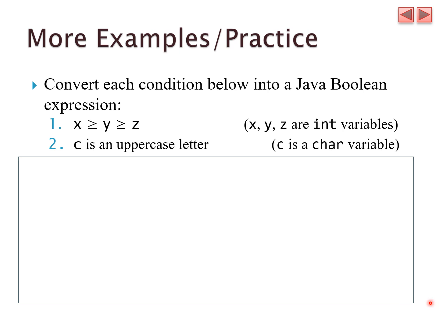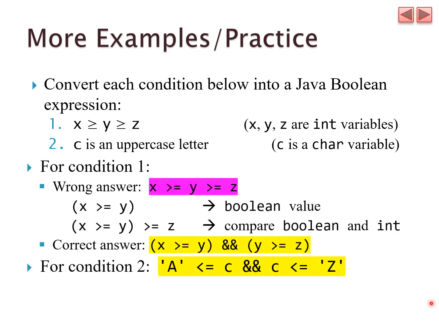Okay, so now it's time to review the solutions to this practice. For the first condition, many students may attempt a wrong answer by simply converting the less than or equal to sign in mathematics into Java notation like this one. Note that this is a wrong answer because when you write this expression, Java will first evaluate the comparison between x and y, and this comparison results in a Boolean value. And then it evaluates the second comparison. In this case, it would compare a Boolean value with an int value, and that's not allowed in Java. So in this case, you will get a syntax error.